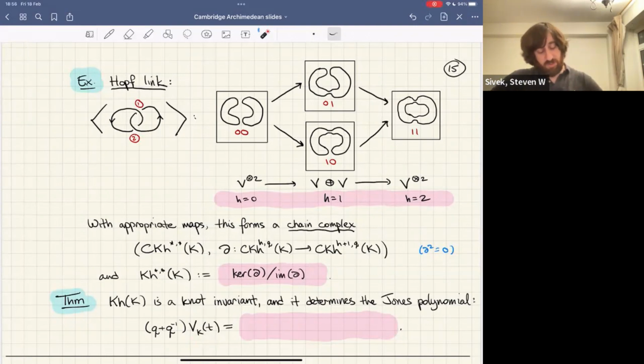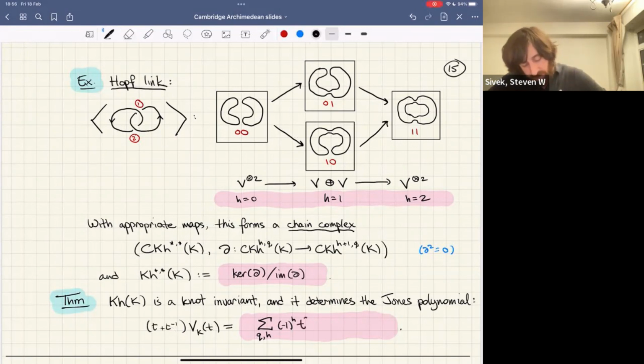If we take the Jones polynomial and multiply it by T plus T inverse, we can recover that as a sum over all Q and H, over all possible gradings, of -1 to the H, T to the Q over 2 times the rank of the Khovanov homology in bigrading H comma Q of K. Sorry, I mean to use a single variable here, so let's correct that.